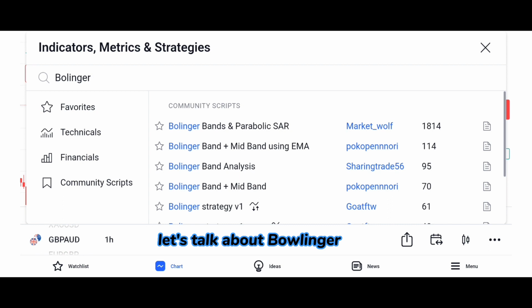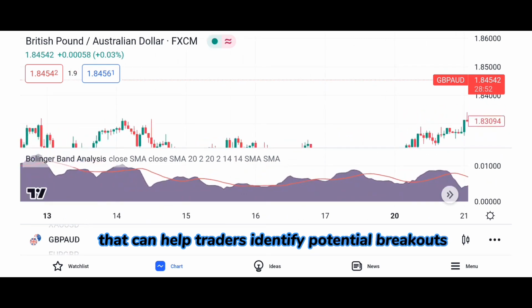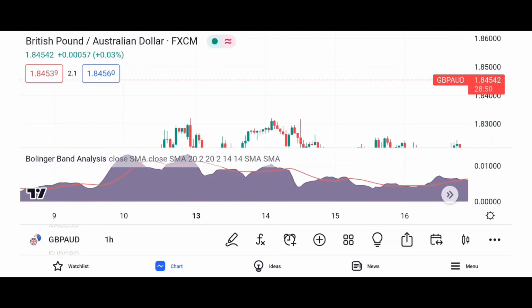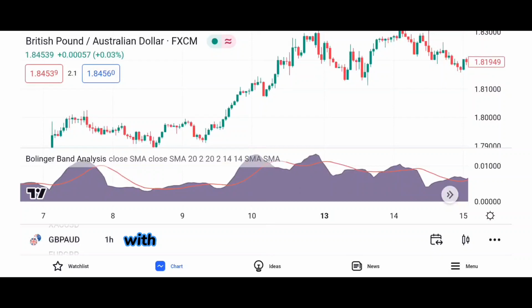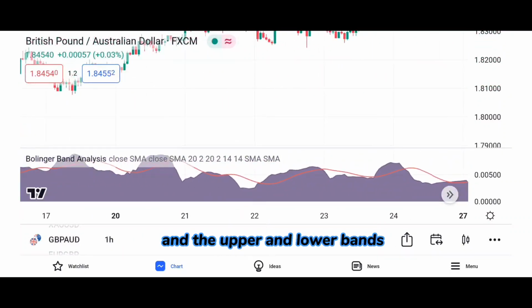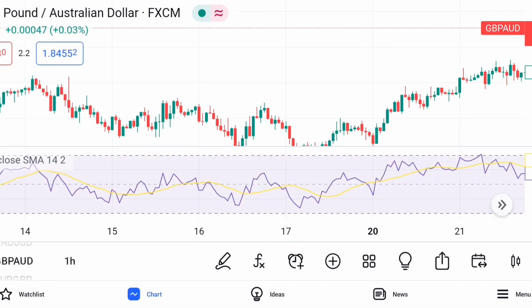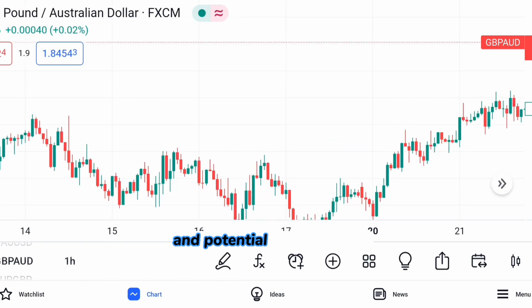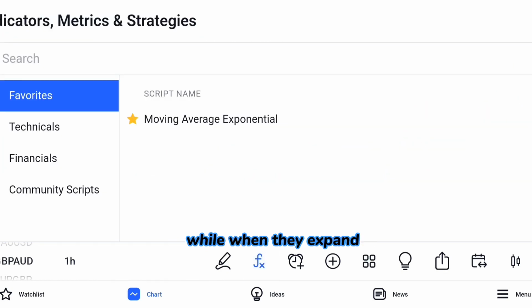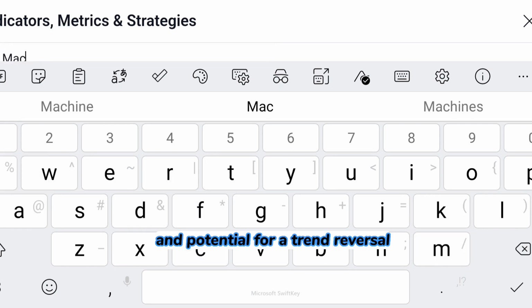Let's talk about Bollinger Bands. Bollinger Bands are a volatility indicator that can help traders identify potential breakouts and trend reversals. They consist of 3 lines, with the middle line representing a simple moving average, and the upper and lower bands representing the standard deviation of the price from the moving average. When the bands contract, it can indicate low volatility and potential for a breakout, while when they expand, it can indicate high volatility and potential for a trend reversal.